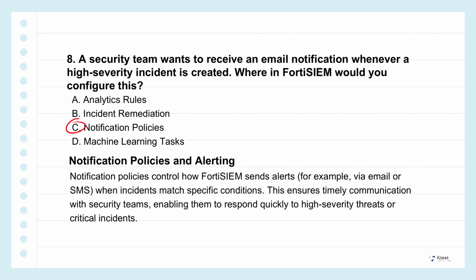Notification policies, okay. These policies are the control center. They define how alerts get sent, who they go to, and under what conditions. It's that critical bridge between the system spotting something and a human actually finding out about it. You have to set it up.